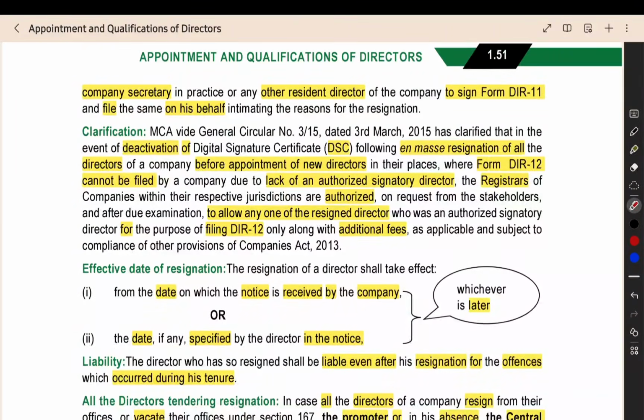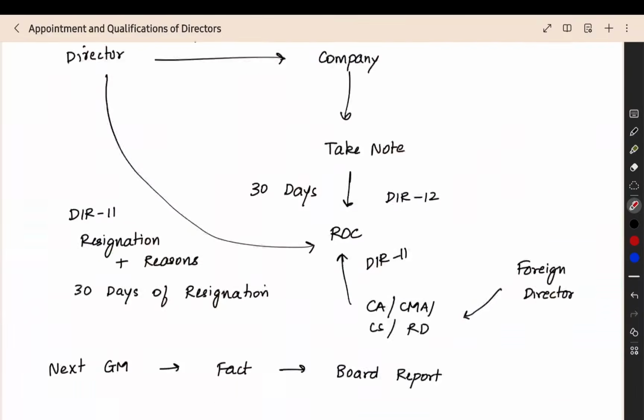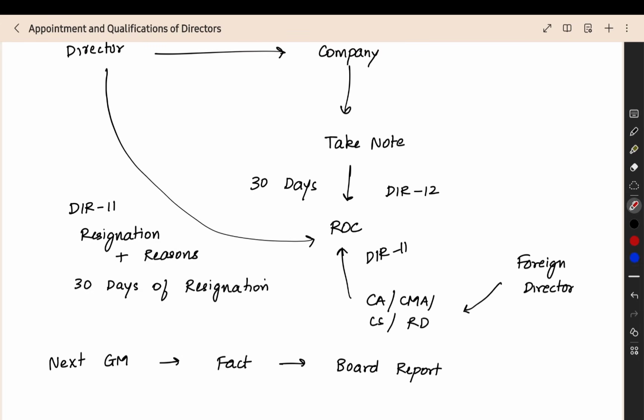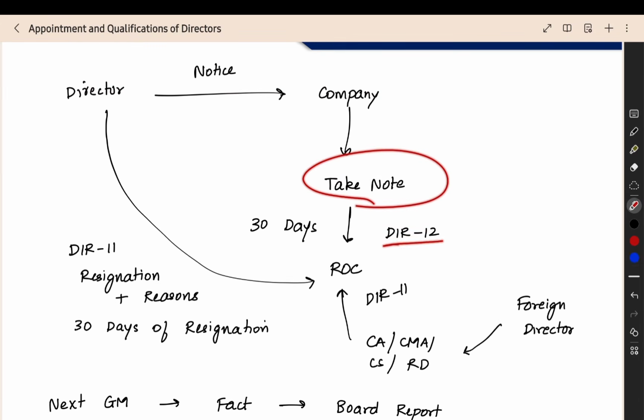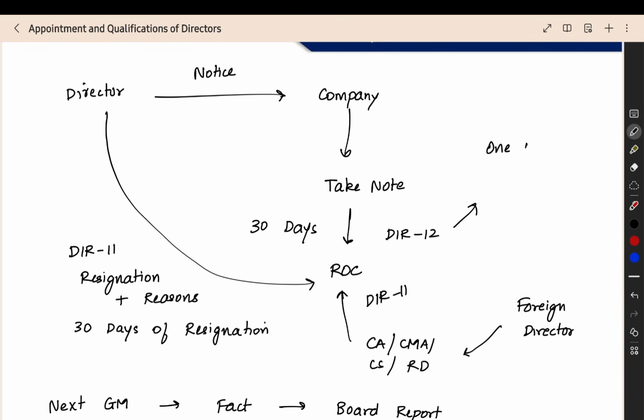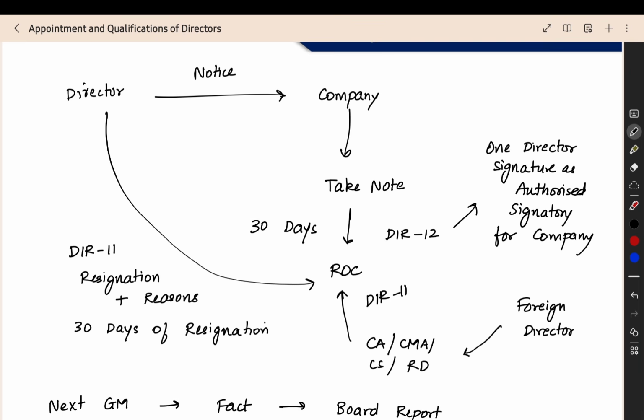The next thing. One more point here: if all the directors resign. When one director is resigning, there is no problem. When the company takes note and sends the DIR 12 form, one director's signature should be there as an authorized signatory for the company. One director who is still a normal director, their sign should be there as an authorized signatory. But when all the directors are resigning, there will be no one to sign as the authorized signatory.